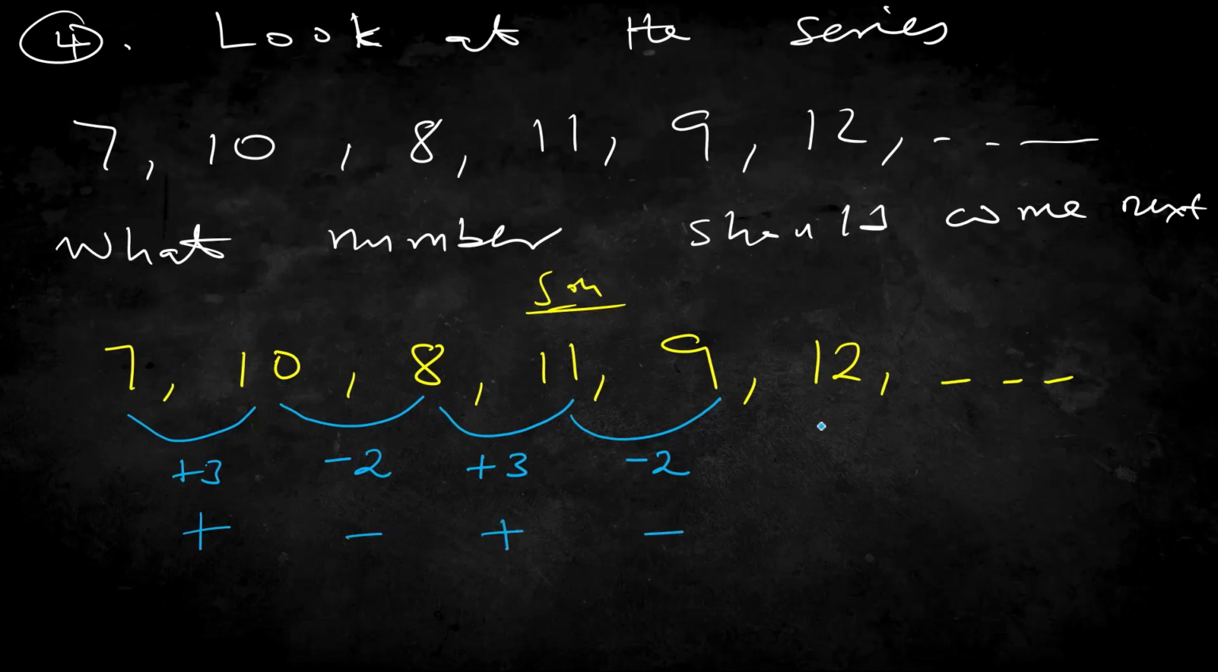So guess this side will be plus, okay? Then this side will be minus. So we have plus 3, minus 2, plus 3, minus 2, plus 3, minus 2, plus 3, minus 2. So this side will be minus 2, okay? The next one will be plus 3, as simple as that.